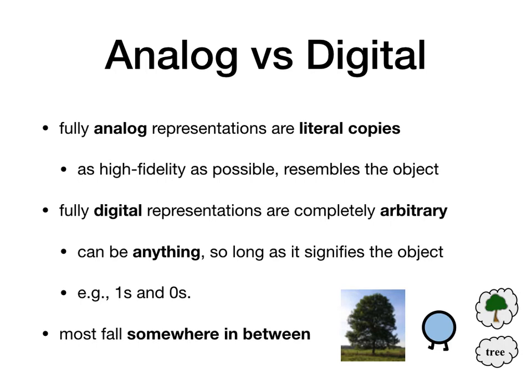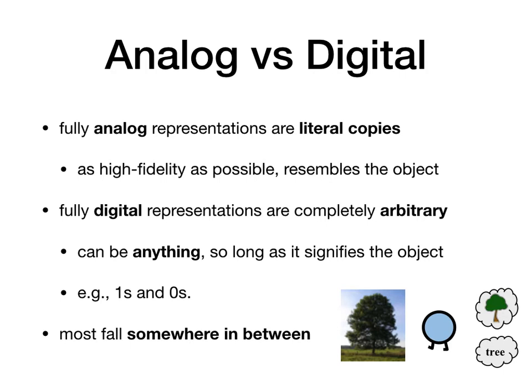So the ones and zeros of your computer, that's a pretty good representation. Everything your computer does is a digital representation. It's all ones and zeros flying through your processor 1 billion times a second, 3 billion times a second, multiple processors. So everything falls somewhere in between those two extremes.